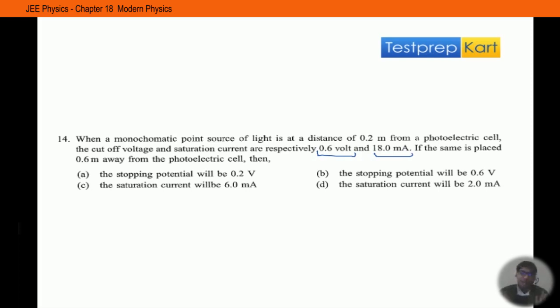So please keep in mind that the energy of the emitted electron depends on frequency, and the stopping potential, that is e into V naught, is also dependent on frequency. So if the light source remains the same, then there will be no change in the cutoff voltage, right? It means the stopping potential will remain 0.6. So choice B is right here. Still we need to check the current.